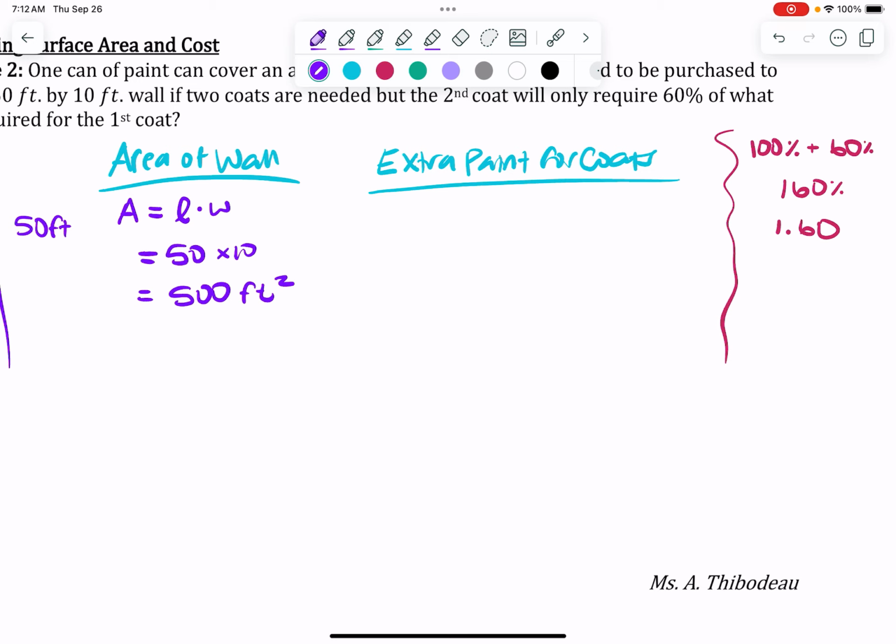Taxes-wise, we did something very similar. We paid for 100% plus an extra 12% that goes to the government, which is 112, and that's why we multiplied by 1.12. So here we are. I have the 500 square feet that I know is the area of the wall. I'm going to times by 1.6 to get the total amount of area I'm going to have to cover. And that's 800 square feet. Okay, last but not least, I need to figure out the number of cans required.